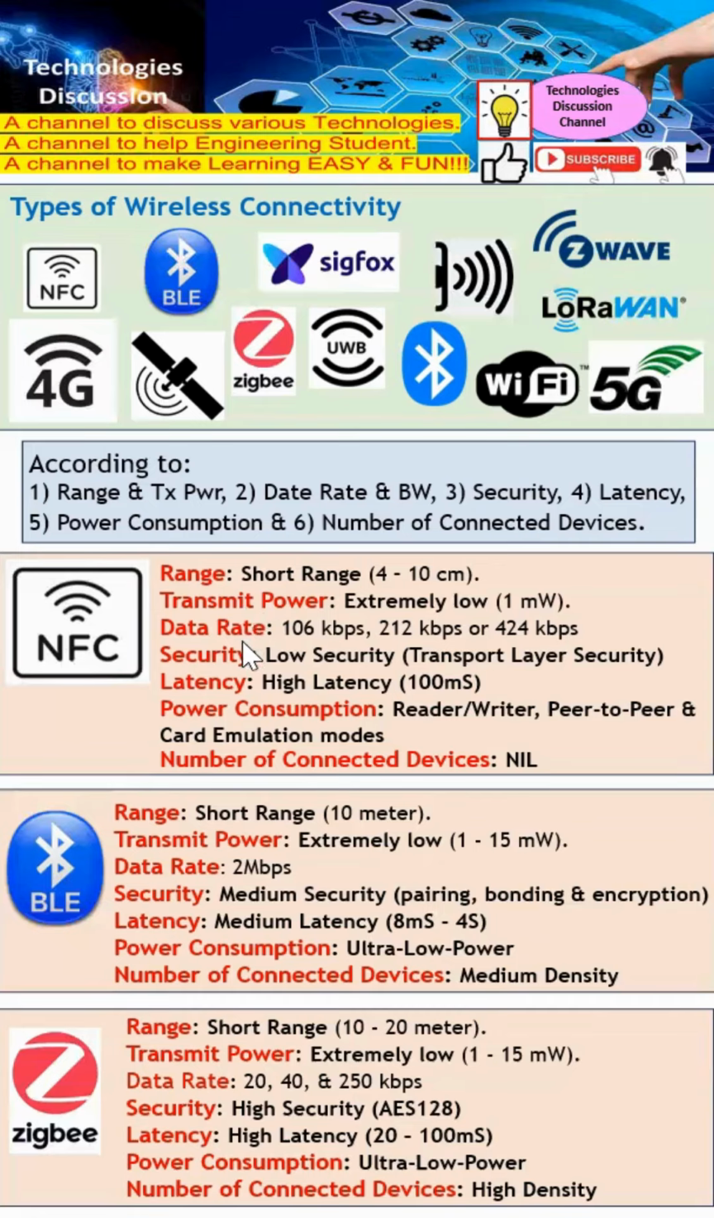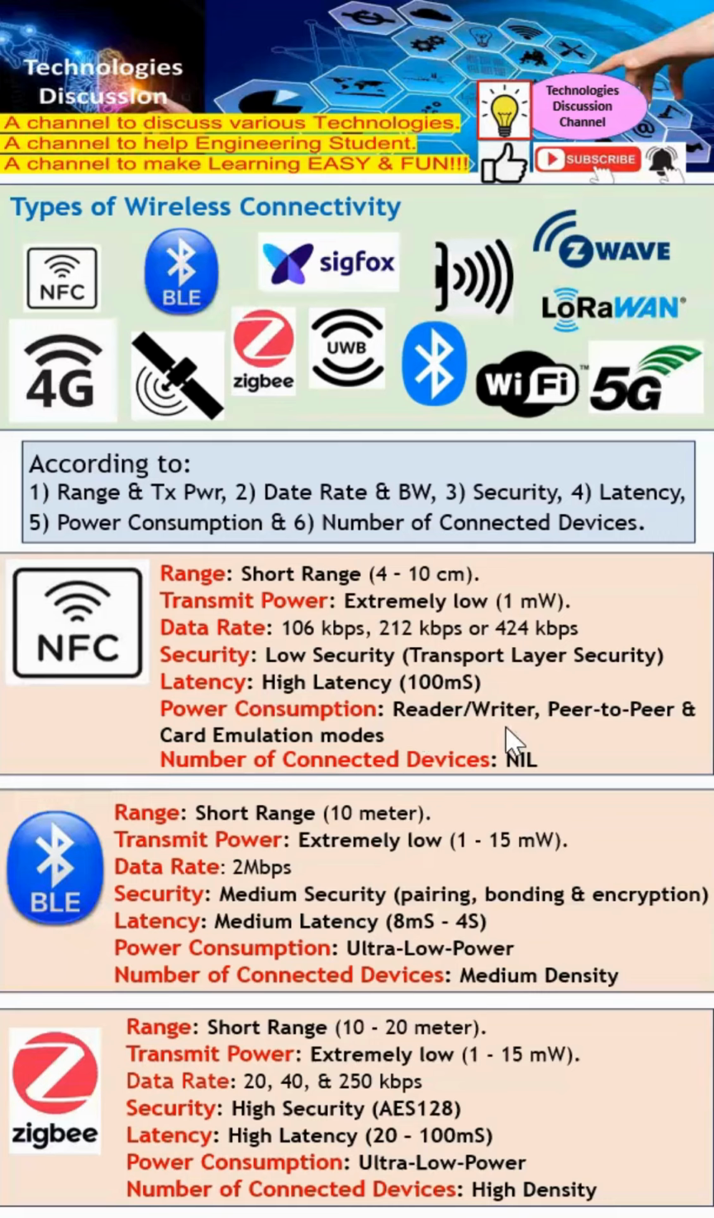The security for NFC is low, because you have a line of sight between the transmitter and receiver, they are only centimeters apart, so you don't need heavy security. In fact, the very simple form of security is transport layer security. As for latency, with NFC you are going to experience a large delay, about 100 milliseconds to send over the data. For the power consumption, there are three types.